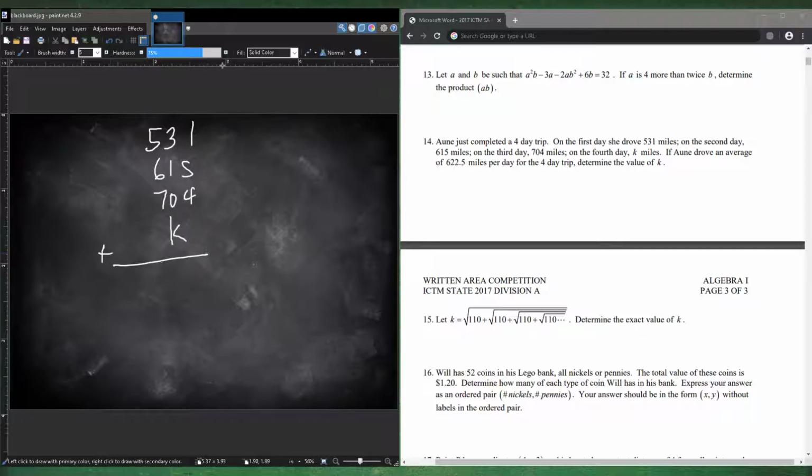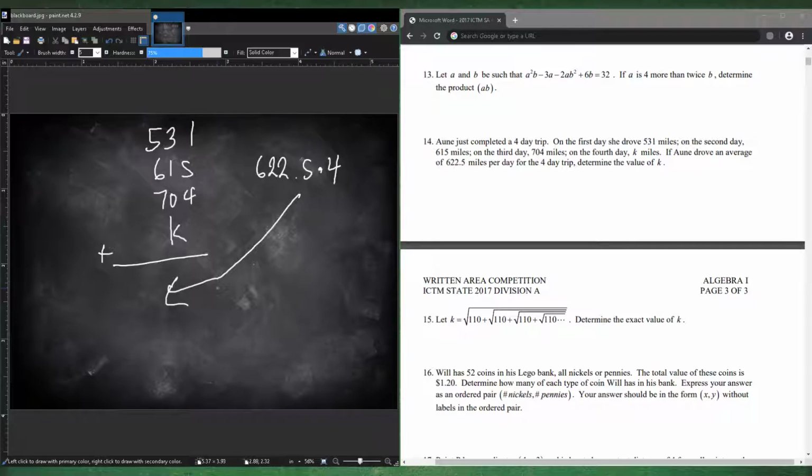This should add up to some kind of number, right? And then it says she drove an average of 622.5 miles per day. So that means, and it was a 4-day trip, so it's going to be 622.5 times 4 is going to be equal to this number, right? Because that's your average. If you average that amount and you multiply by the total amount you need to scale by, which is the 4 days, right?